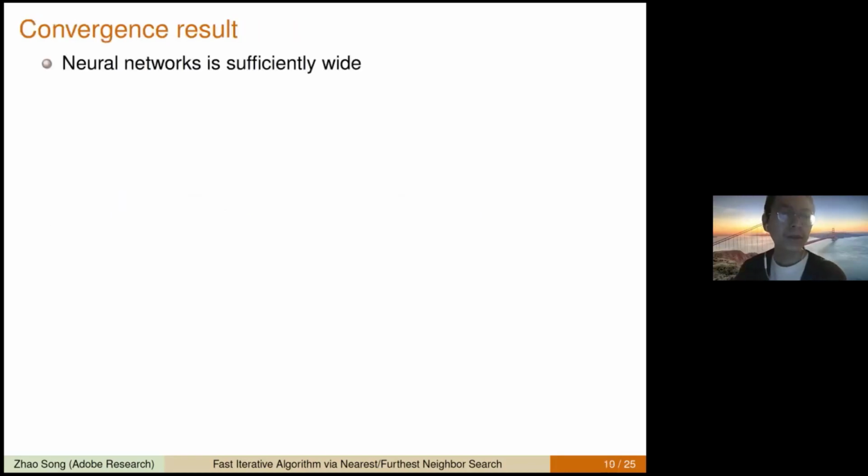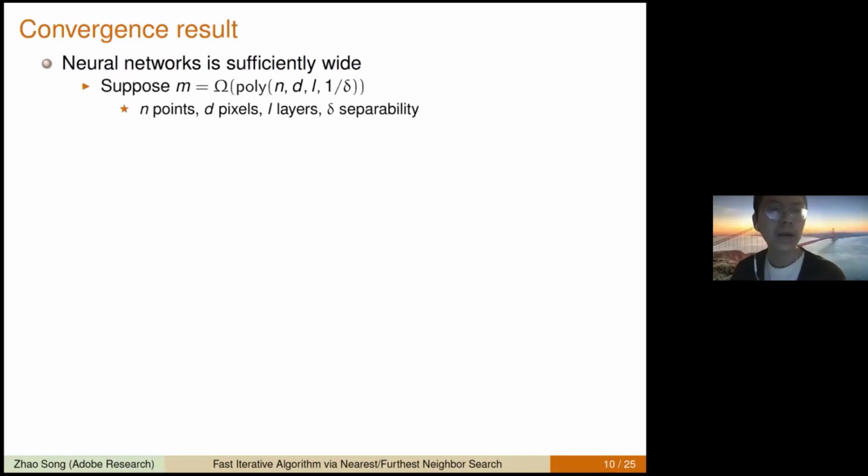I will first survey some existing known convergence results for deep learning. Usually they make assumptions like these. The first one is that the neural network is sufficiently wide. If m is the number of neurons in each layer, and as long as m is bigger than a polynomial of all the other parameters, for example the number of points, number of pixels, number of layers, and the separation between data, then we can hope to train a neural network and converge to some good global minimum.